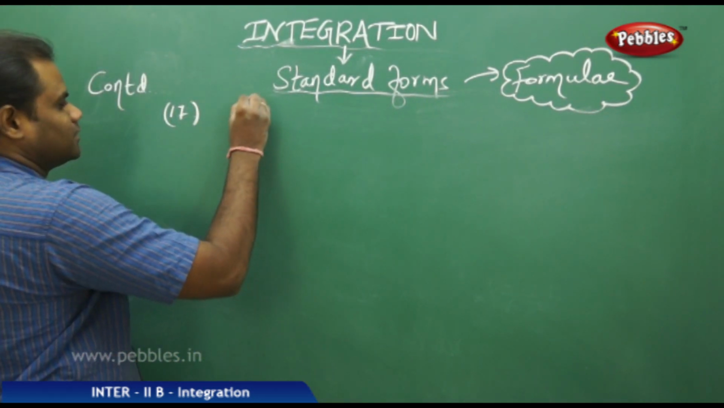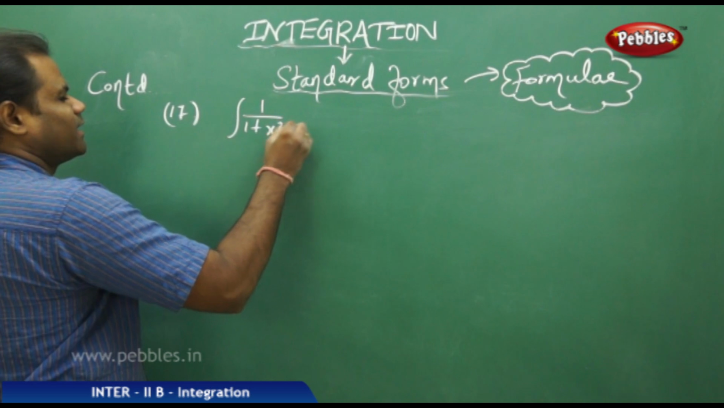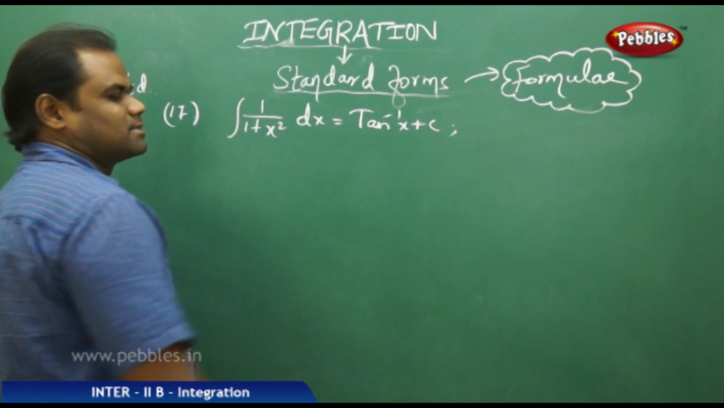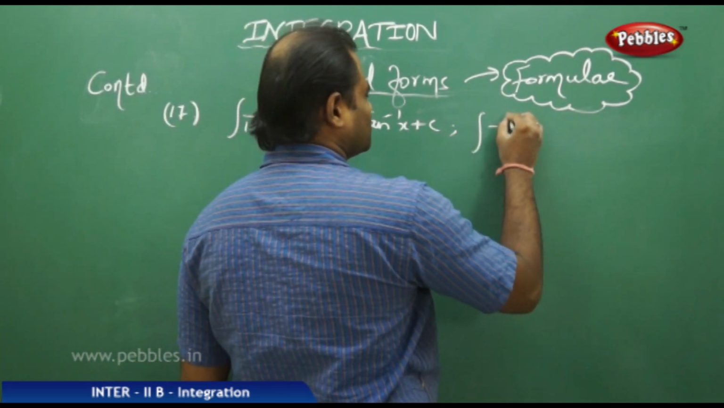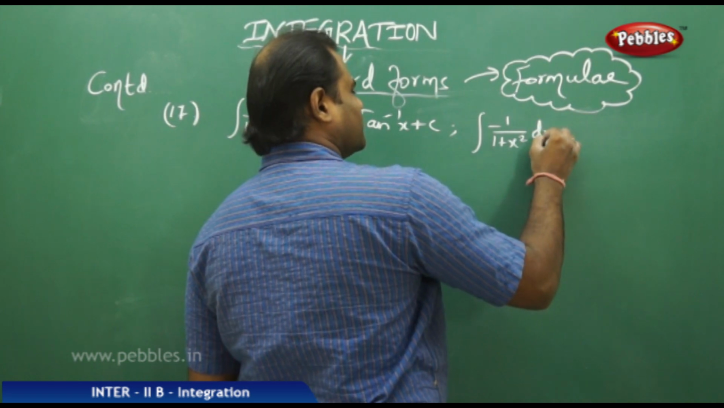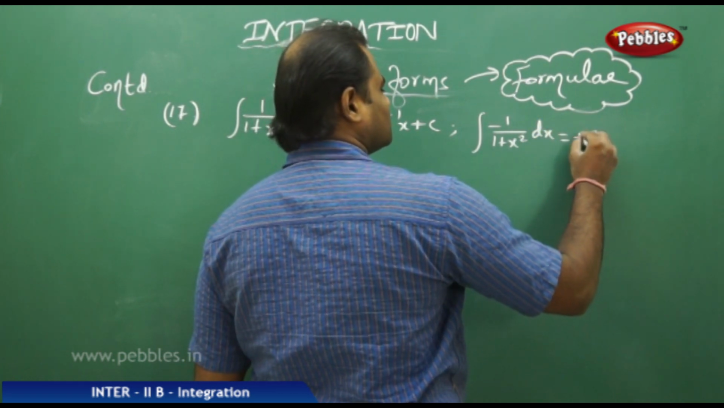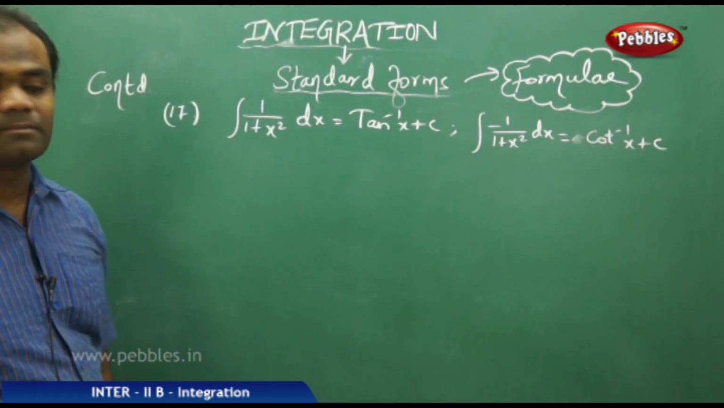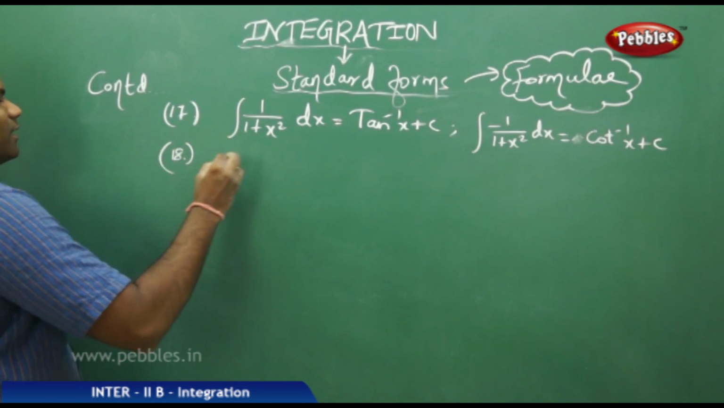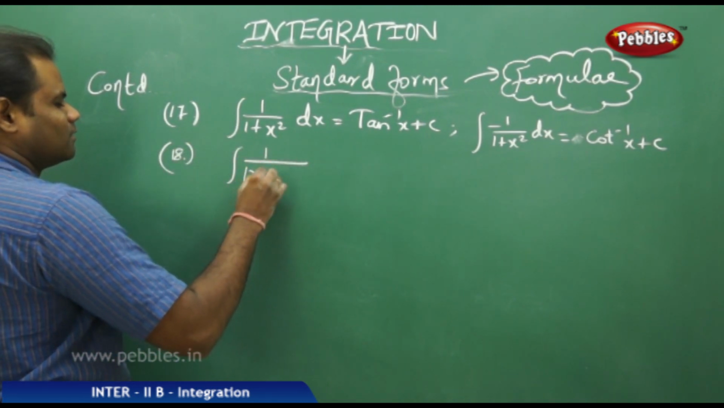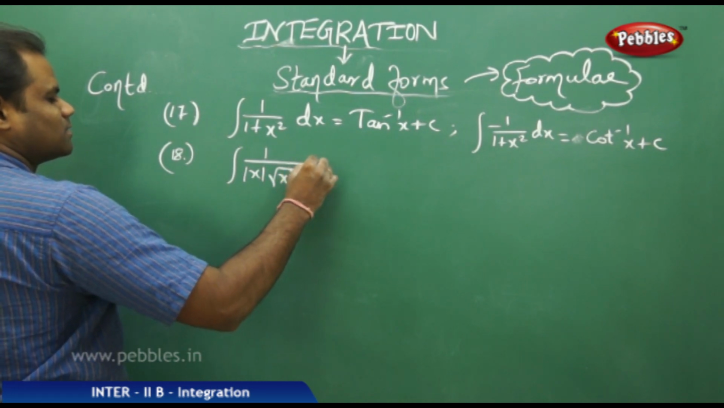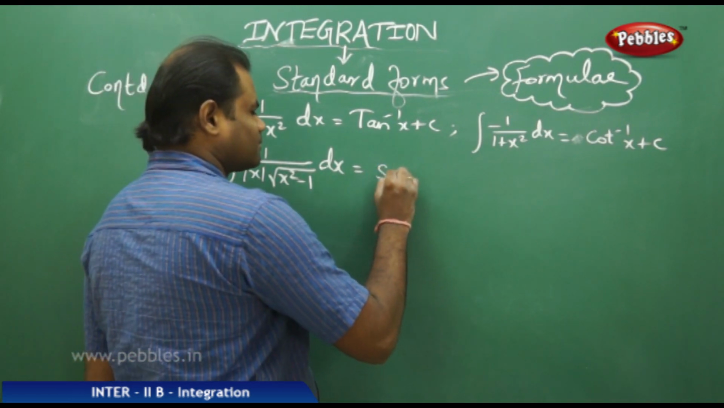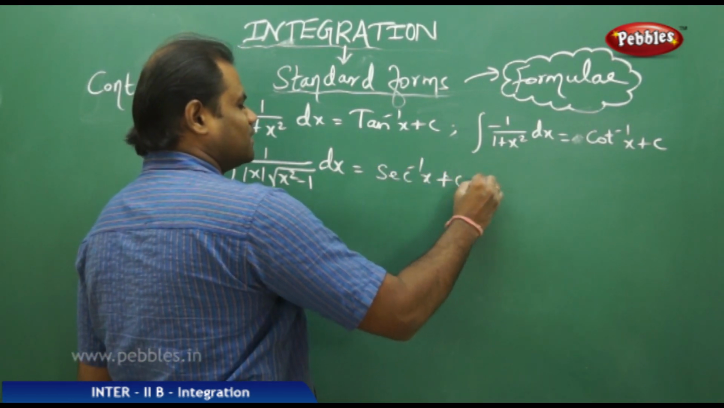Next, if I want to find integral of 1 by 1 plus x squared dx, then this is tan inverse x plus c. Or if I want to find integral of minus 1 by 1 plus x squared dx, this is cot inverse x plus c. And then if I want to find integral of 1 by mod x root x squared minus 1 of dx, then this would be secant inverse x plus c.